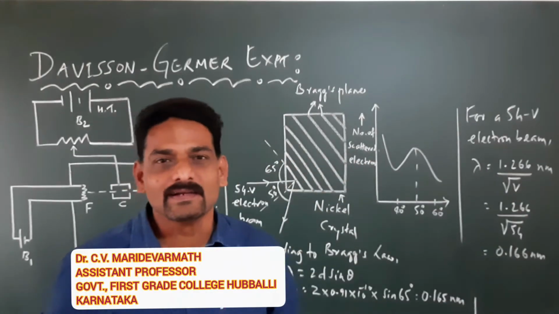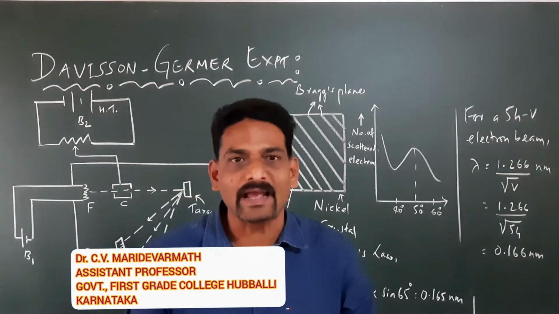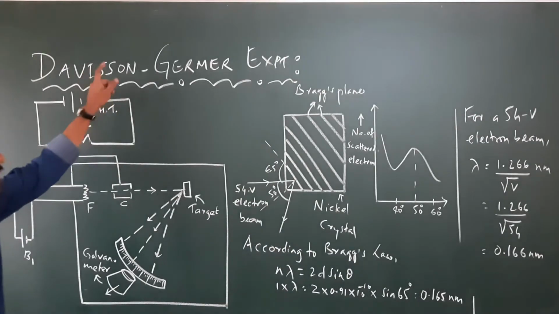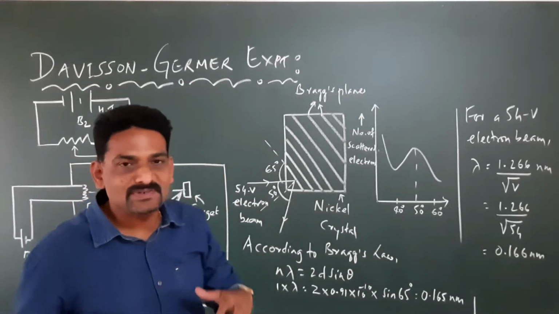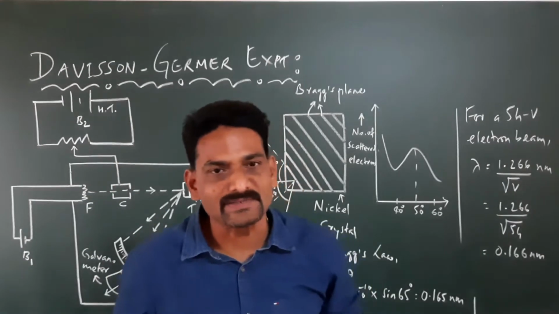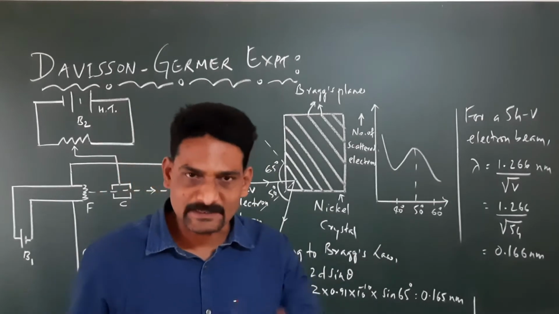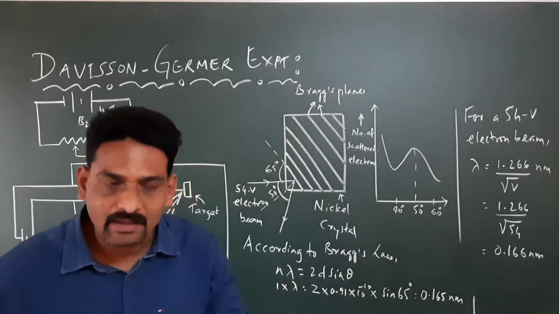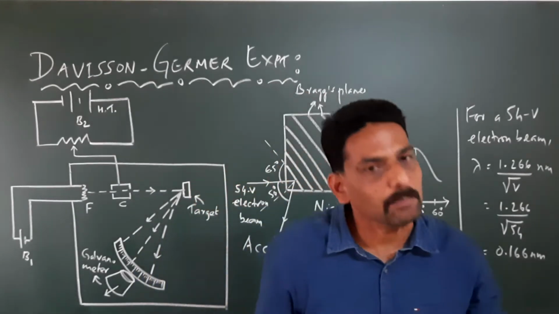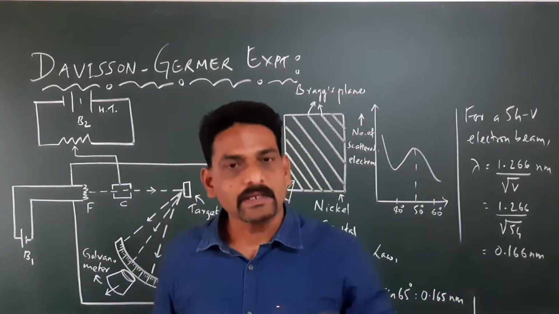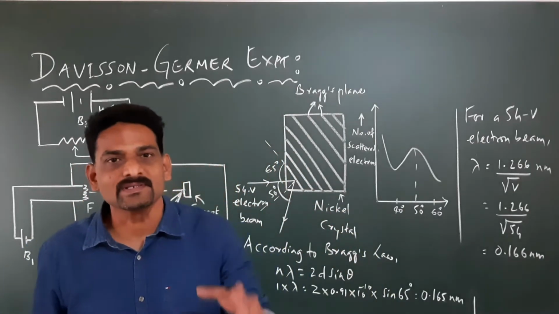Dear students, in this class we will try to understand what is known as the Davisson-Germer experiment. So, what is this Davisson-Germer experiment all about? The Davisson-Germer experiment is an experiment to verify or confirm de Broglie's hypothesis.